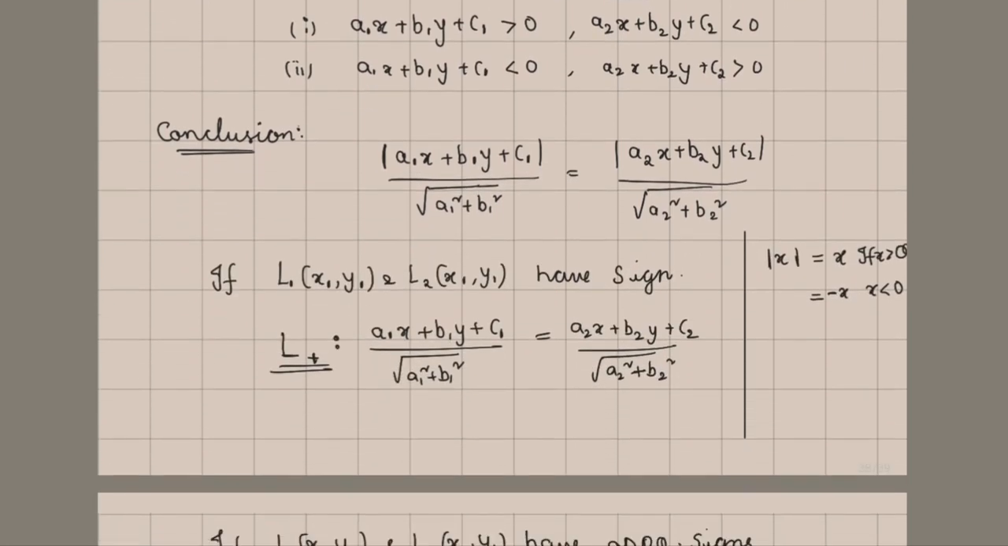So the conclusion is, if these both have the same signs, then the modulus of this quantity will be the same as the inside term. Similarly, the modulus of this term will be the same as the inside term, because modulus of x equals x if x is greater than 0, and modulus of x equals minus x if x is less than 0. So when these both are greater than 0, you get this result. Similarly, when these both are negative, you get minus of one by root equals minus of the other by root. Minus minus gets cancelled, and you get the same result, which is L plus.